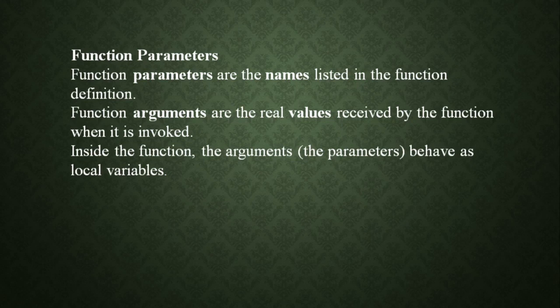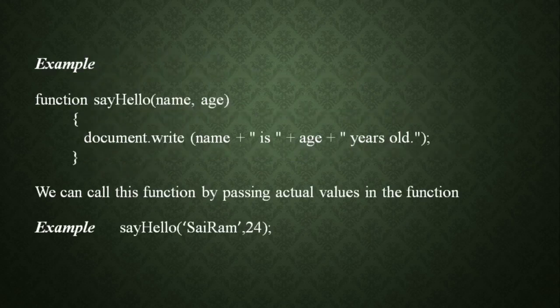Function arguments are real values received by the function when it is invoked. And inside the function, the arguments behave as local variables. We have two types of variables. One is the global variable, which is accessed by all the members, and the other one is local variables that are accessed within a function. Here we are using local variables. Example for this: here I am passing two arguments, one is name and the other one is age.